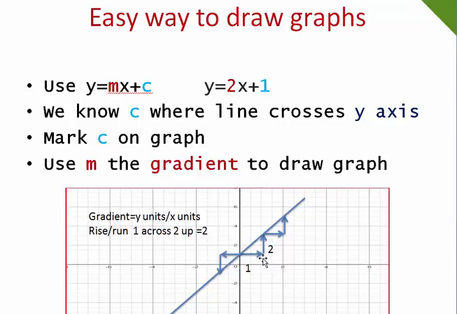Now the gradient is the y units divided by the x units, or the rise over the run. So from the point that we have, which is 0, 1, we go 1 across, 2 up, 1 across, 2 units up, mark our point here, mark our point there. Now we've got 3 points and join them with a straight line.